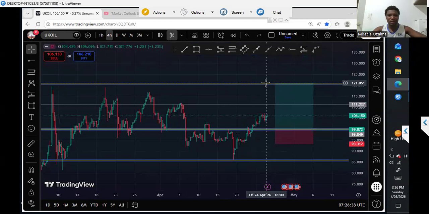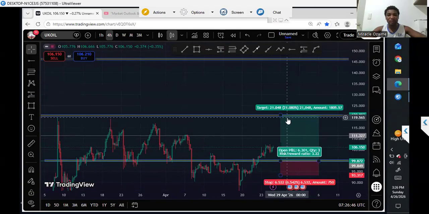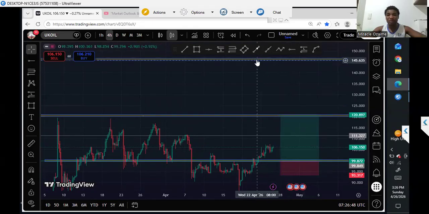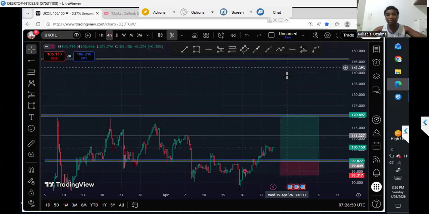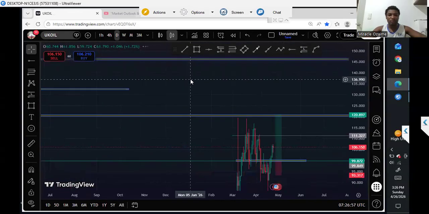We're going to get to this level, then the next level target is going to be even above on oil. Maybe the next level target is going to be 120. Then at 120, if we break 120, we're going to be seeing a new high on oil. So that's my thought on Brent oil as of the moment.